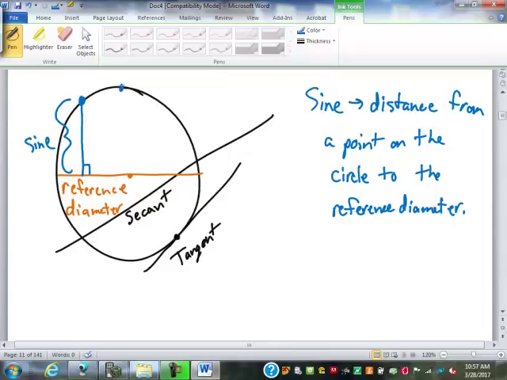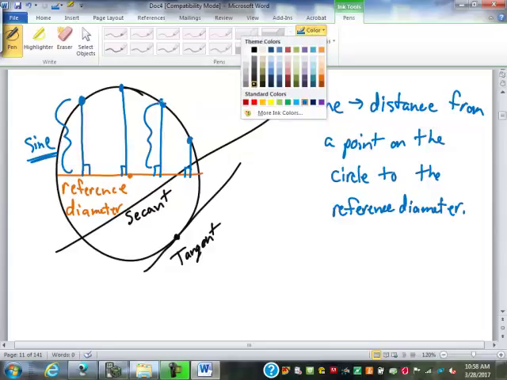So this point here is going to have a different sine. That length is the sine of that point. This point here has a shorter sine because it's closer to that diameter. Every point on the circle has a unique sine. Well, I shouldn't say every point, because there'll be a point right here that has the same sine as this one over here did, right? But that's what a sine really is: a distance from a point on the circle to that reference diameter.